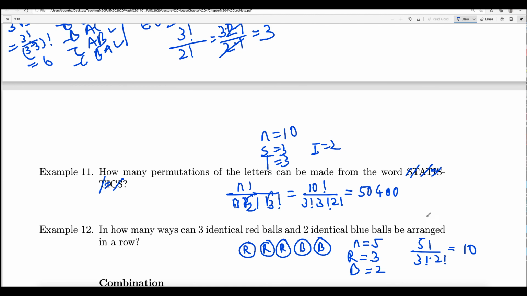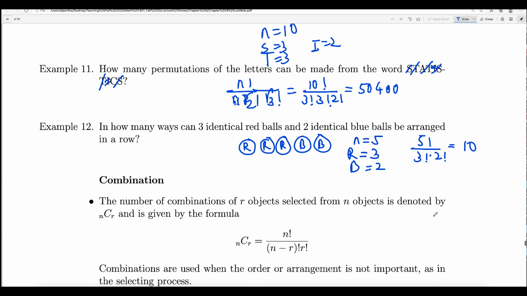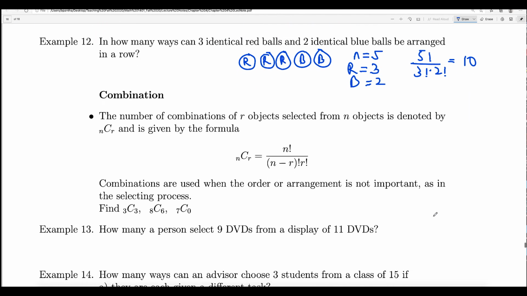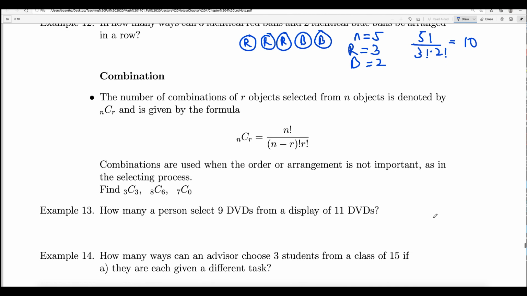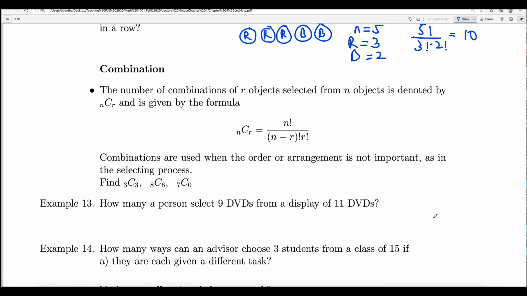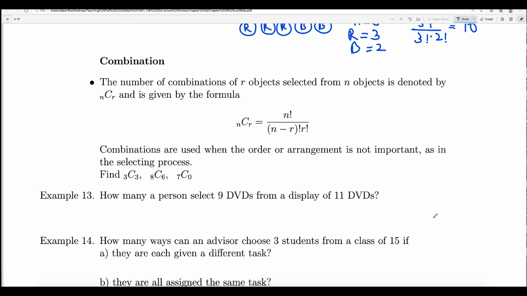All right, the next thing I want to do is the combination. For the combination, basically it is the arrangement of objects, but you don't care about the order. Whatever order they come in, you don't care. Okay, so for this, the number of combinations of r objects selected from n objects is denoted by nCr, and is given by the formula nCr equals n factorial over n minus r factorial times r factorial.